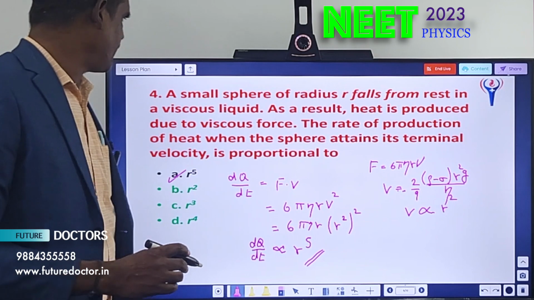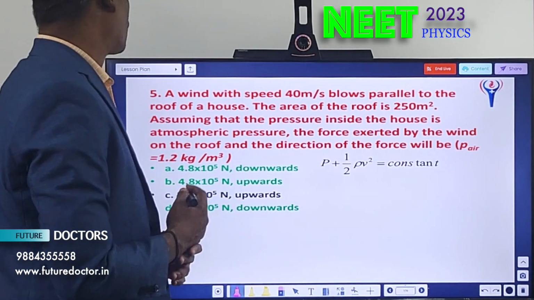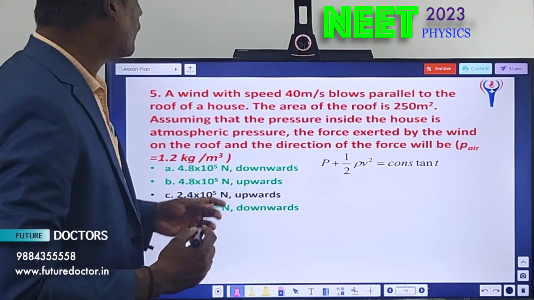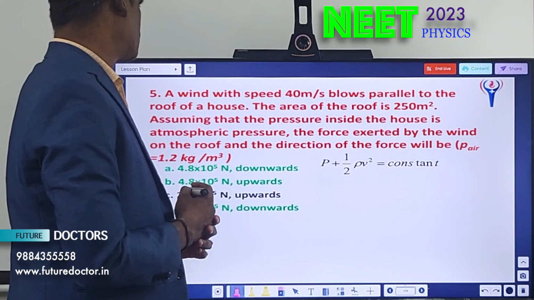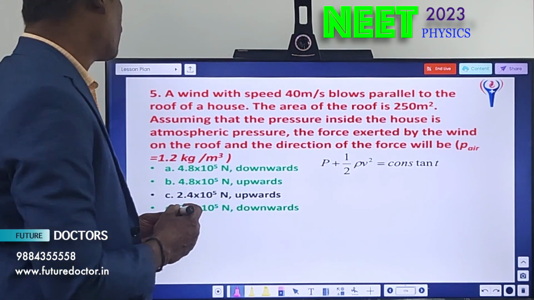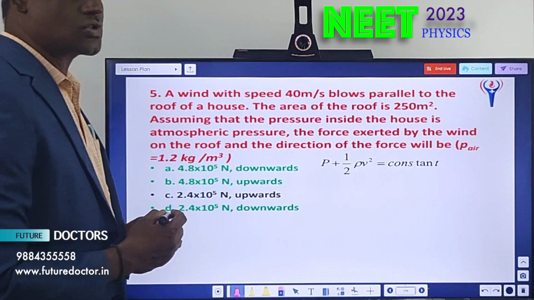Let's move to question number 5. A wind with speed 40 meters per second blows parallel to the roof of a house. The area of the roof is 250 meters square. Assuming that the pressure inside the house is atmospheric pressure, the force exerted by the wind on the roof and the direction of the force will be dash.